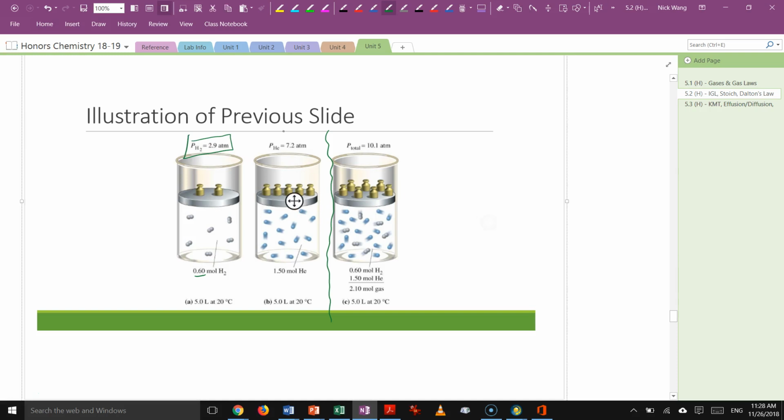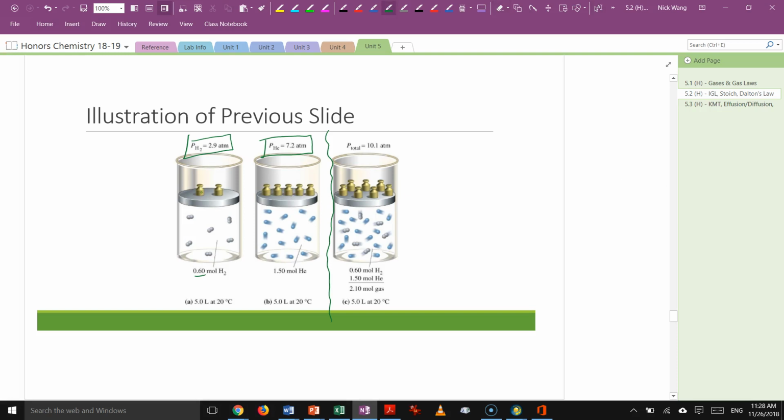Then you have this other container on the right side. Once more, you have 7.2 atmospheres of pressure of helium this time. And you can see all the little dots, which are little spheres bouncing around and so forth. And then you have these individual weights on top of it. There are 5 weights on this right side. There are only 2 on this left side.